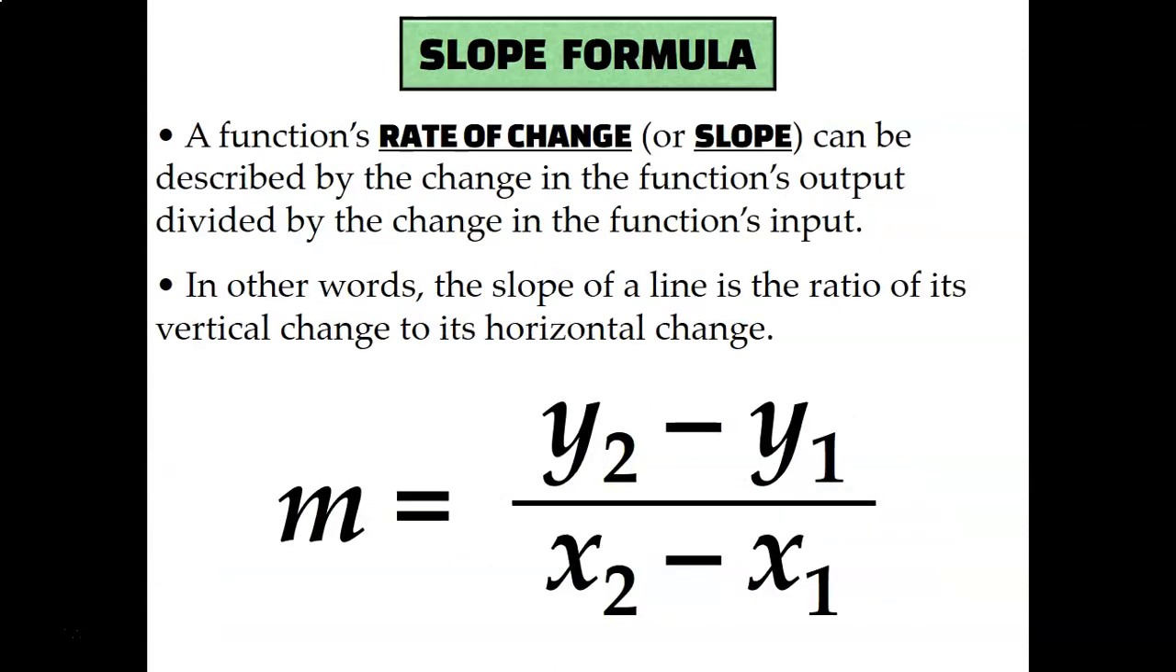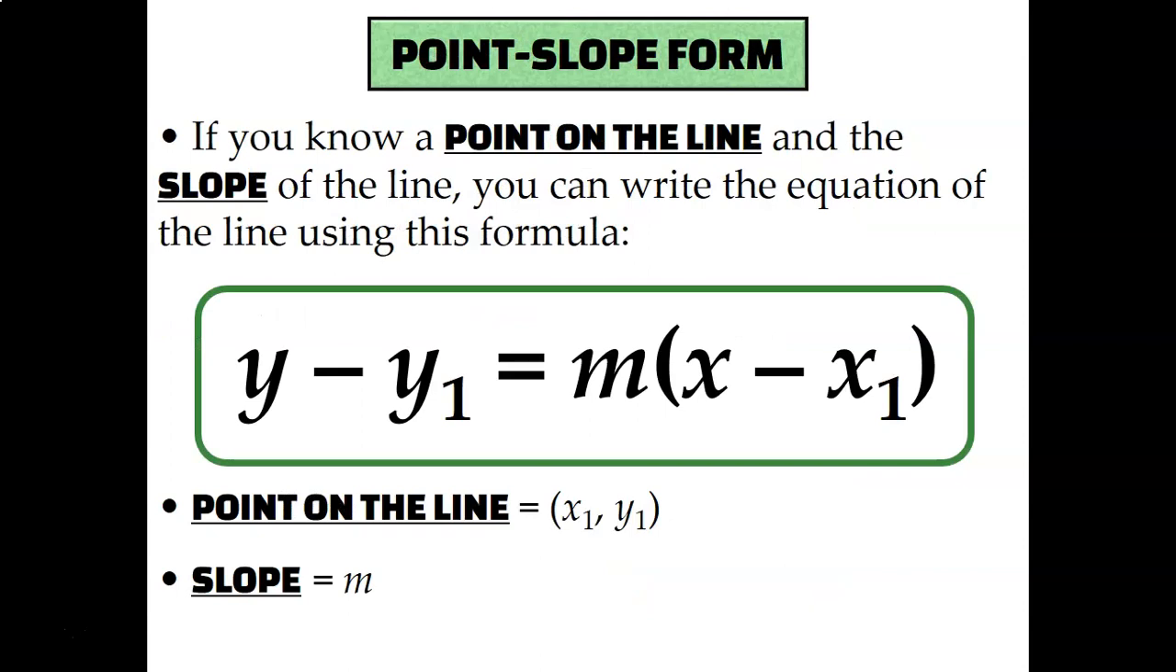First, we need slope formula, which we used on the warm-up. That's just y2 minus y1 over x2 minus x1. We use this formula if you know 2 points on the line and you need to calculate the slope, or the rate of change, of the line. We're also going to need point-slope form, which we also used on the warm-up, which is y minus y1 equals m times x minus x1.